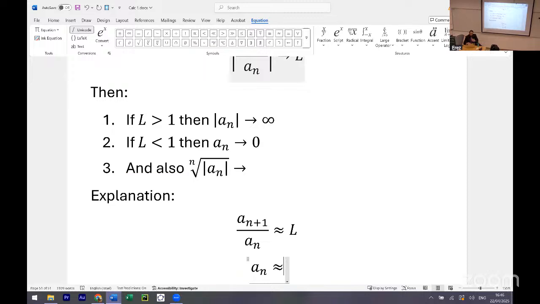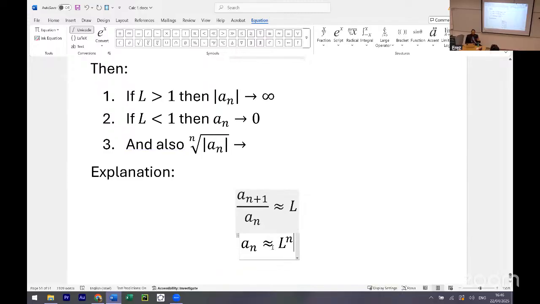That means that a_n is about L to the power of n, because each time we go to the next step, we multiply by L. It will be exactly that if the quotient equals L and the first element is 1, right? So that's why it's not a proof. It's a general idea. But then what would be the nth root of a_n? L itself. That's the main thing behind the rule, and it's quite a useful rule, and we will see it a few times.